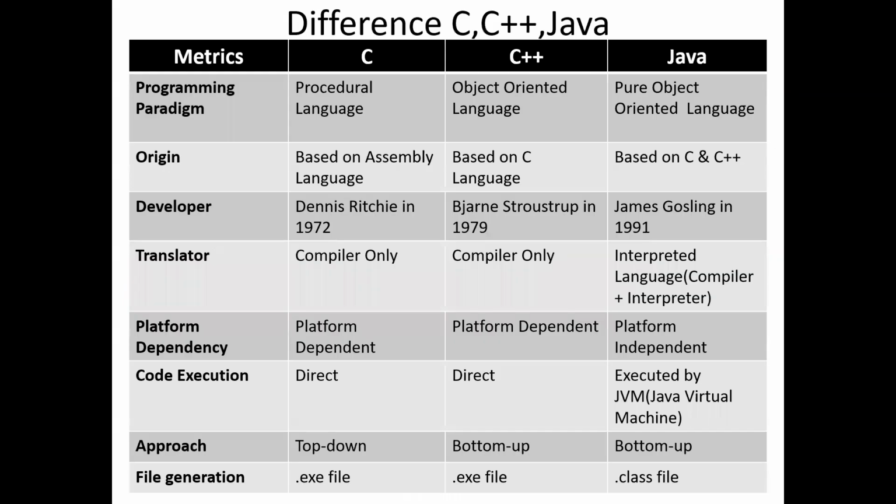Okay. Just observe. Very first, let's start with the programming paradigm. C is a procedural programming language. C++ is object-oriented. Java will be considered a pure object-oriented programming language. Why pure? Because it has some extra features that will simply help Java to be used as a pure object-oriented programming language. Origin. So what is the base? I can say C programming language is based on assembly. C++ is developed based on C. Java programming language is developed based on C and C++.